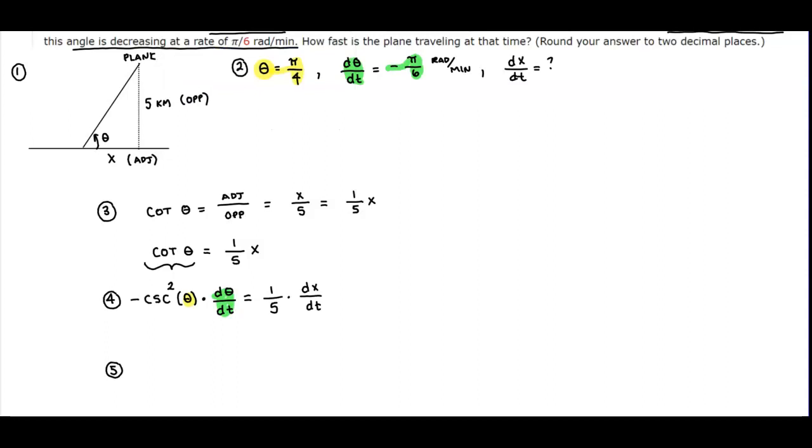So let's go ahead and substitute our information for step 5. So we know that we have negative cosecant squared of theta, where theta is pi over 4, times d theta over dt, which is negative pi over 6, and that's equal to 1/5 times dx over dt. So we're looking for dx over dt.